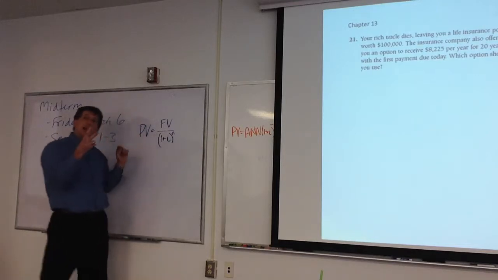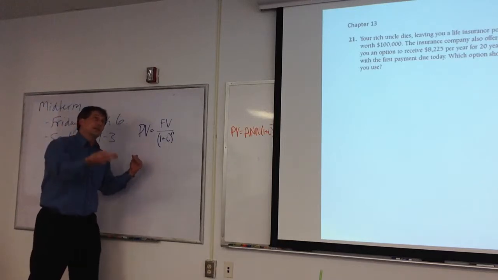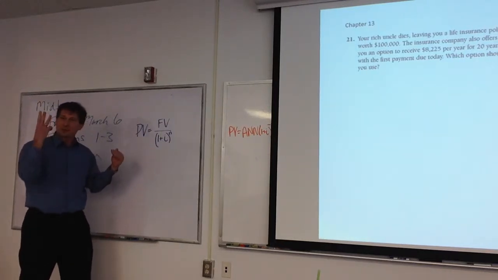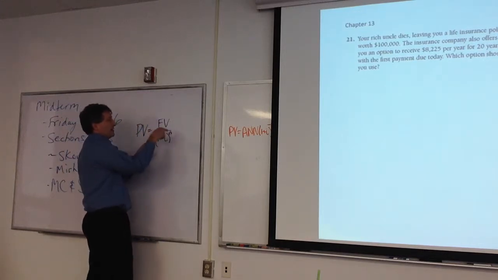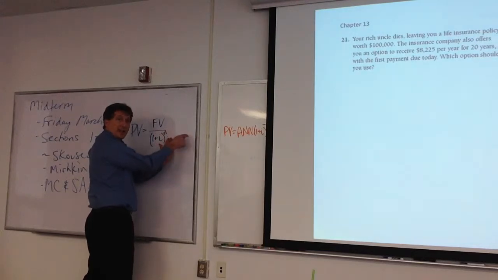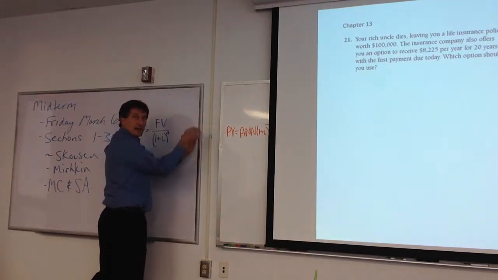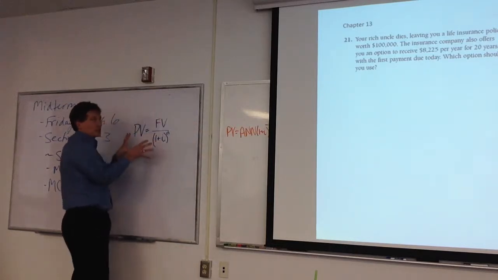But if it was $10,000 10 years from now, 11 years from now, and 12 years from now, three payments of 10,000, it would be 10,000 divided by this raised to the 10th, plus 10,000 divided by this raised to the 11th, plus 10,000 divided by this raised to the 12th power. So that's the basic chunk of it.